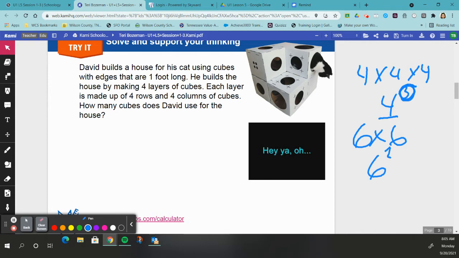So I want you to pause the video and attempt this problem on your own. Remember, he is building a cat house, and this cat house has 4 layers.